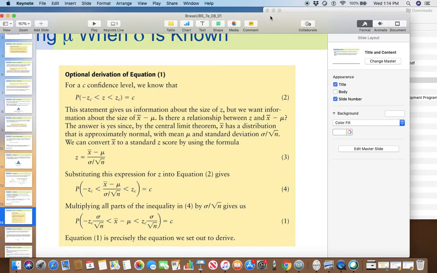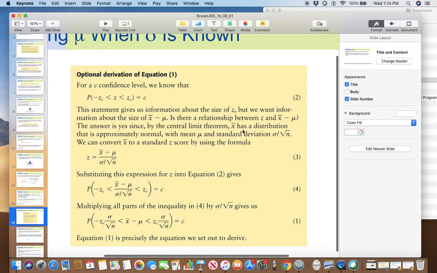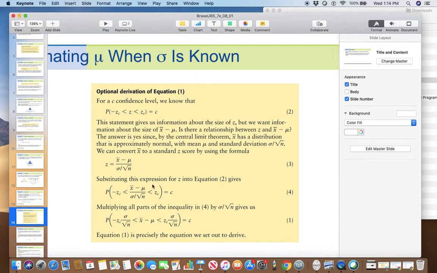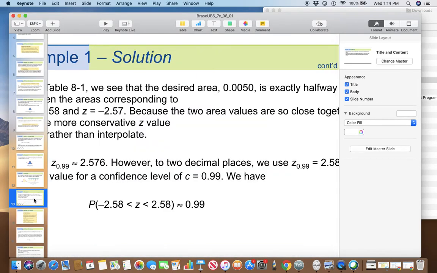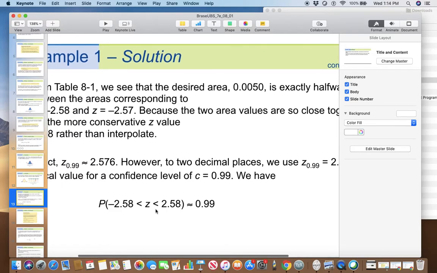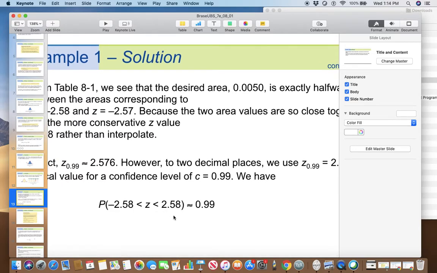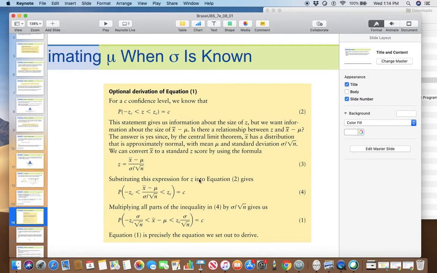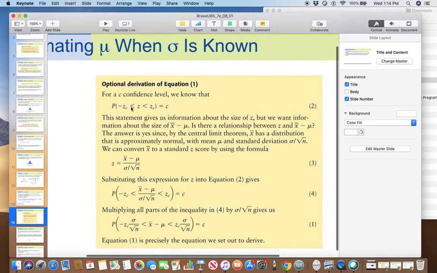Welcome back. So we were working on finding confidence interval. So far, what did we do? We found the critical value Z for which a certain confidence level is the probability that your standard score is between two symmetric numbers. Now here is something that is optional. It is an optional derivation of this particular equation.